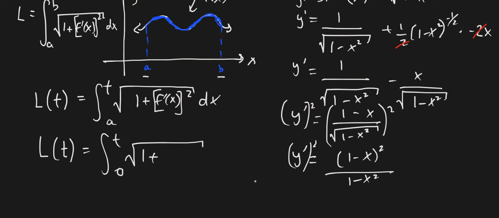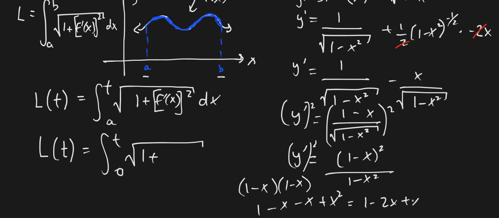What's this 1 minus x squared going to be? So let's expand this. 1 minus x times 1 minus x, that's just 1 minus x plus x squared, which is equal to 1 minus 2x plus x squared. X squared minus 2x plus 1 over 1 minus x squared. That's it. So this is what I'll include over here. This is just going to be 1 plus x squared minus 2x plus 1 all over 1 minus x squared.